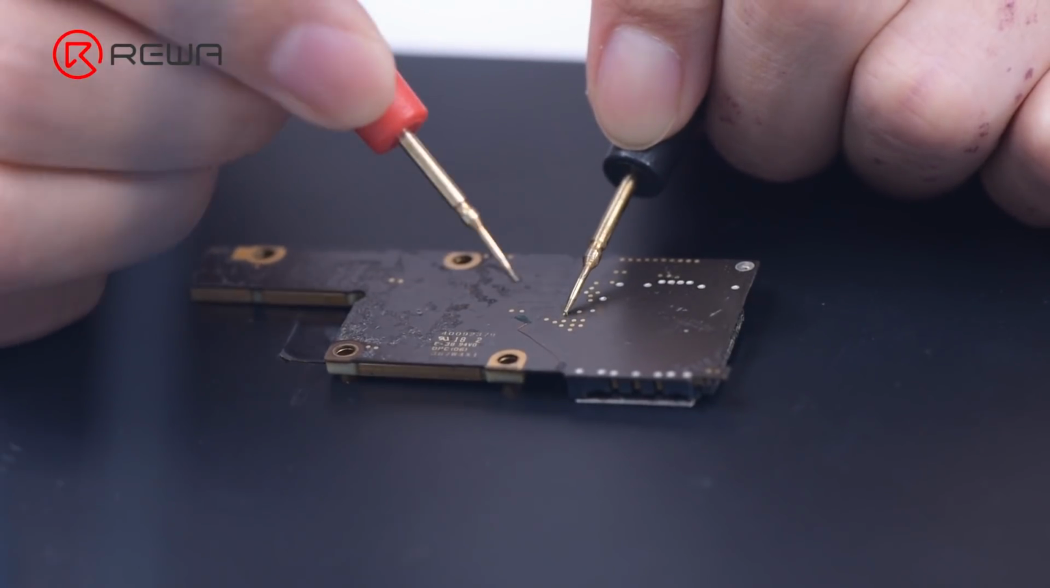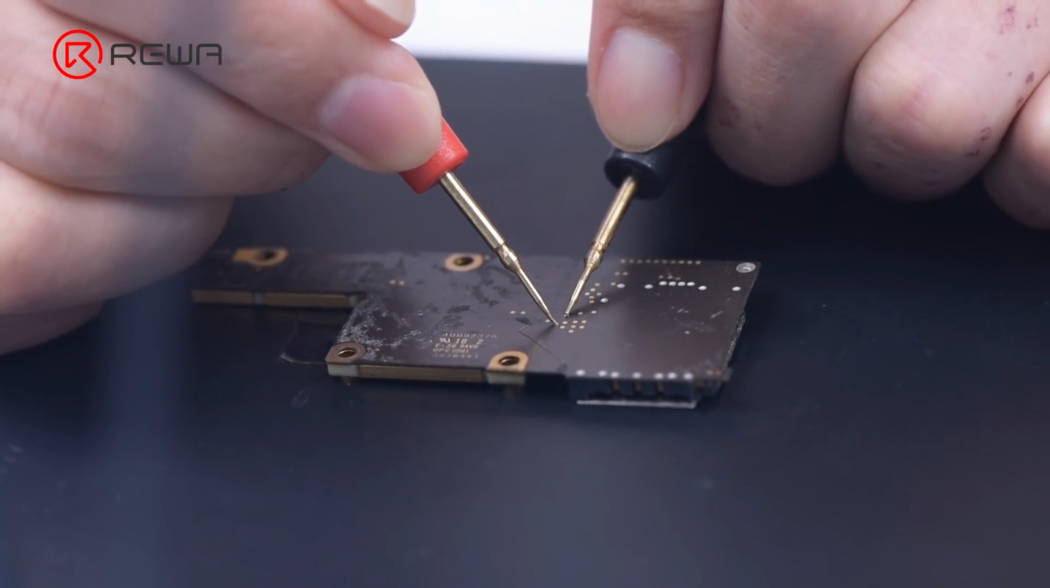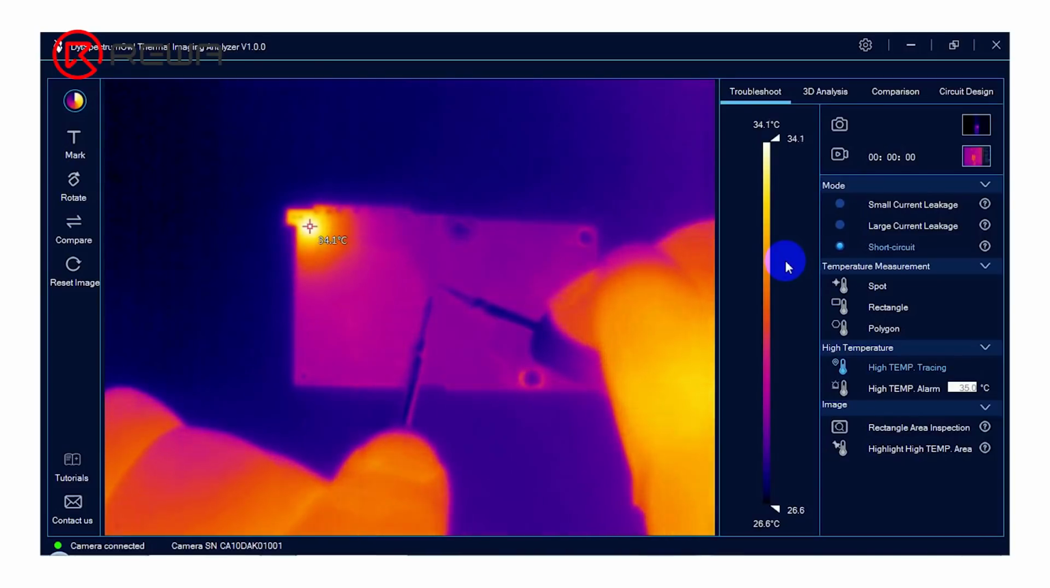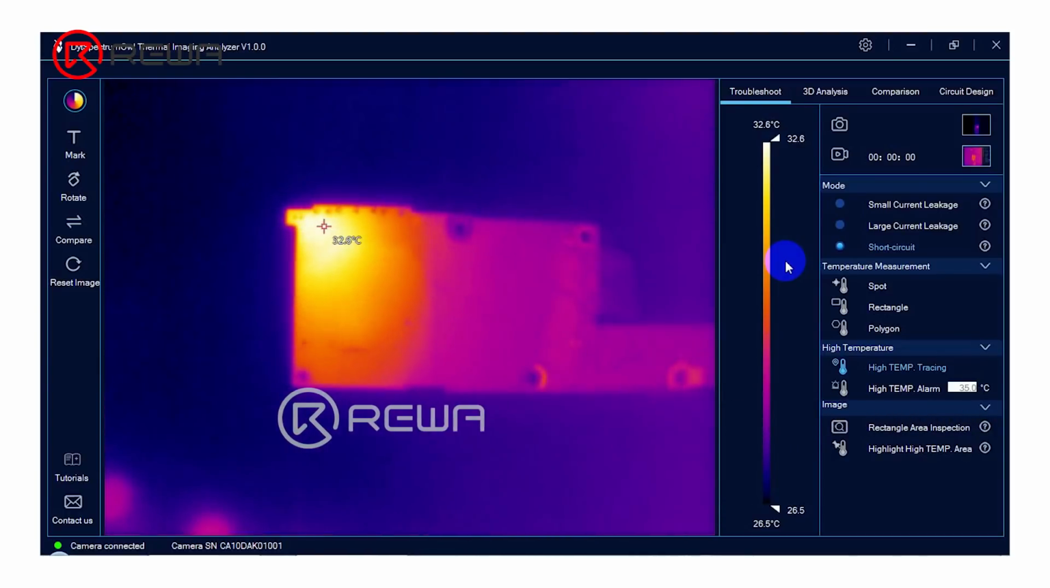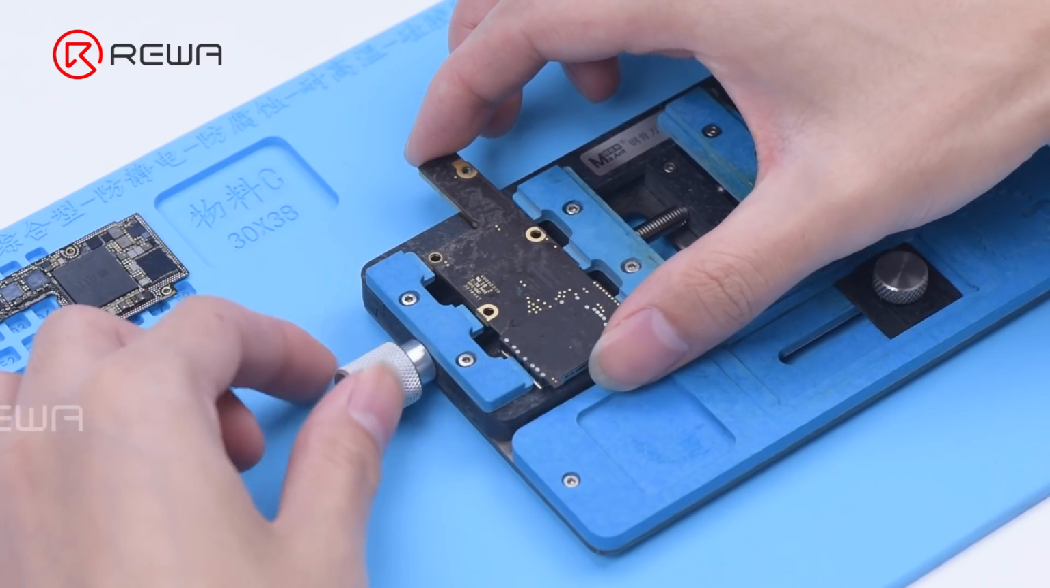Then we check the back of the signal board with the thermal imager. The temperature on the top left corner of the card reader has gone up greatly. We can confirm that the faulty part is on the card reader area. Then we need to remove the card reader.